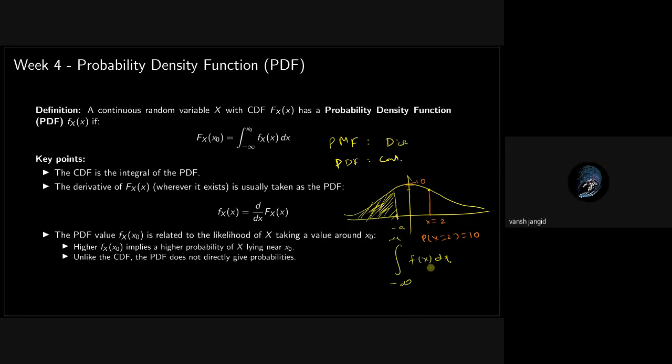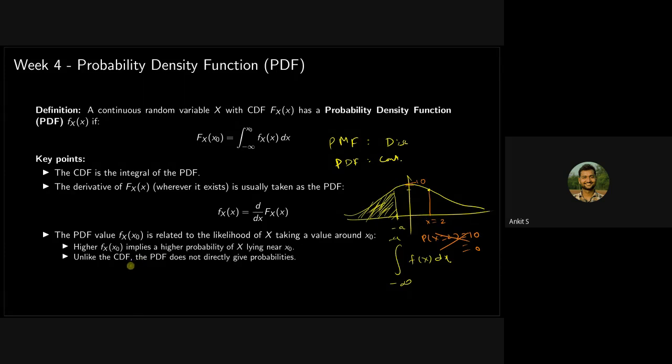Yes, the probability is the area, not the height, right? Probability is the area, and this height can be greater than 1 also. So sometimes people get confused: oh, how can it be that the probability of x equals 2 is equal to 10? No, this is wrong. Probability is always between 0 and 1. So the height of this PDF function can be high, but it will be shrunk so that the total area under this curve will be equal to 1. So that's one important thing to keep in mind.